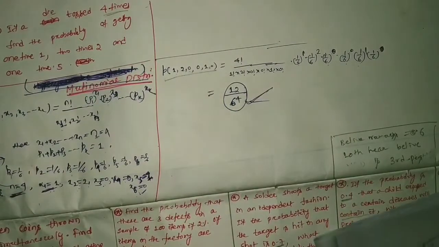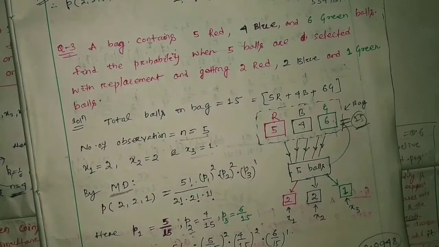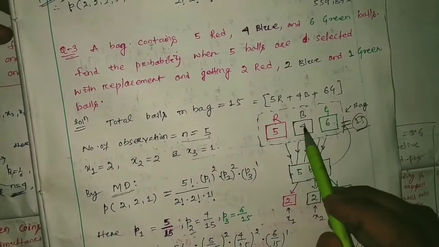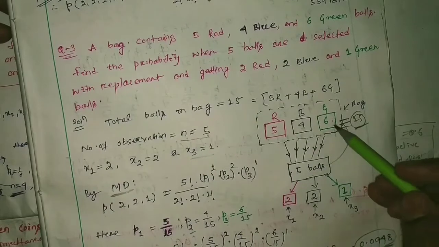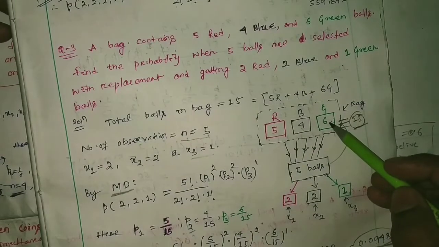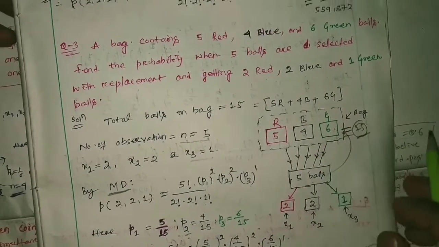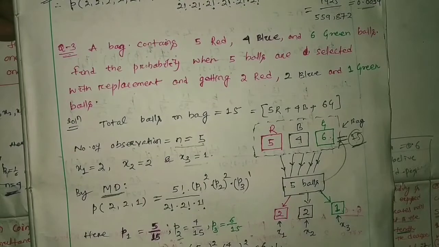Okay. Now another question I am going to discuss. This one belongs to multinomial distribution. Here you can see that in a bag 5 red balls, 4 blue balls, 6 green balls are there. So total number is 15. These questions I have already discussed in the multinomial distribution numericals. You can check the playlist.